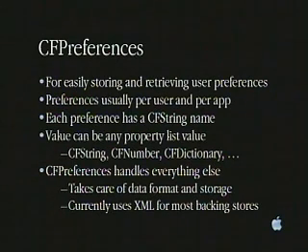All you do to store a preference is just set that preference for the name key, and you just look it up by name when you want it. And CF preferences takes care of everything else, handles all the storage for you. Currently, they're stored using the flattened XML representation for property lists.